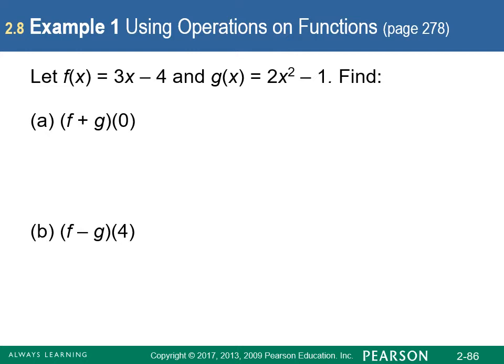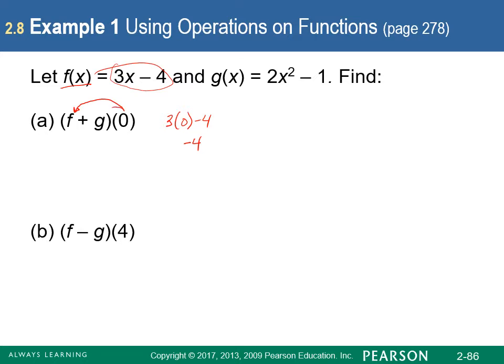The first one is we're going to take the 0 and substitute it into the f function. So here's the f function. Substituting a 0 into the f function gives 3 times 0 minus 4, which is 0 minus 4, or negative 4.